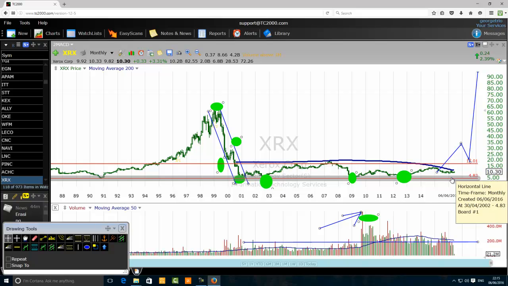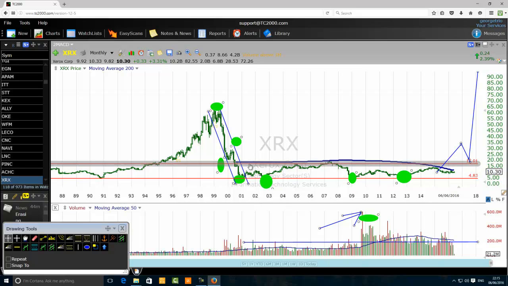Is it a distribution, or is it an accumulation taking place here? The price is still below the moving average 200. Does it mean that the stock is bearish? No, because the financial instrument is in a horizontal channel. For stock traders, it is very important to understand that one is trading the price, not the moving averages.